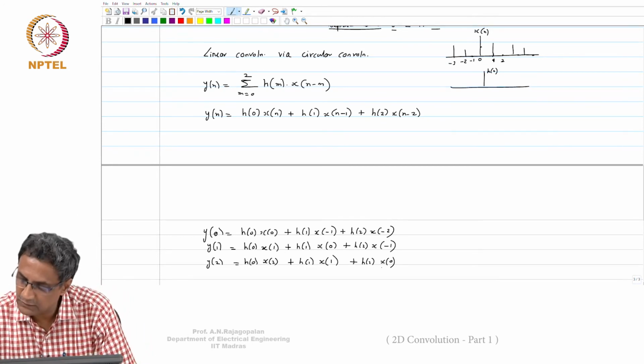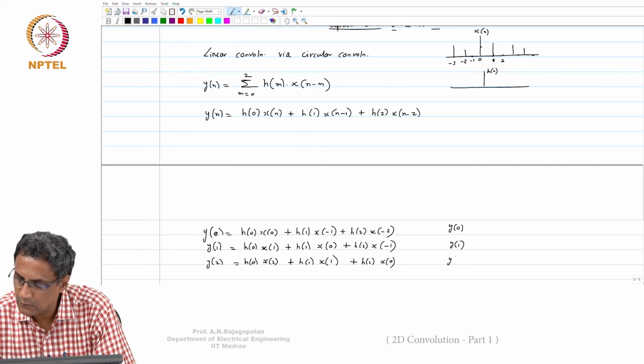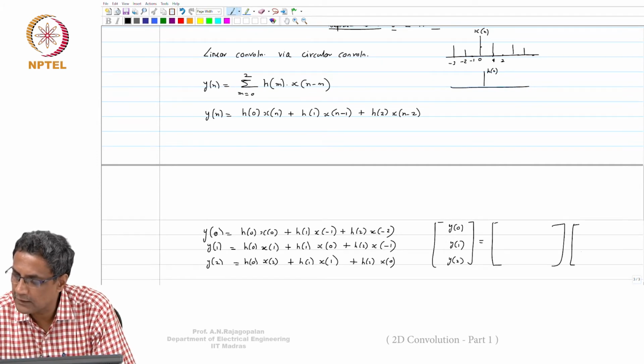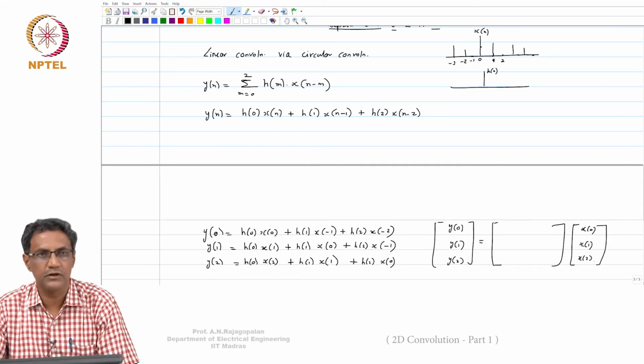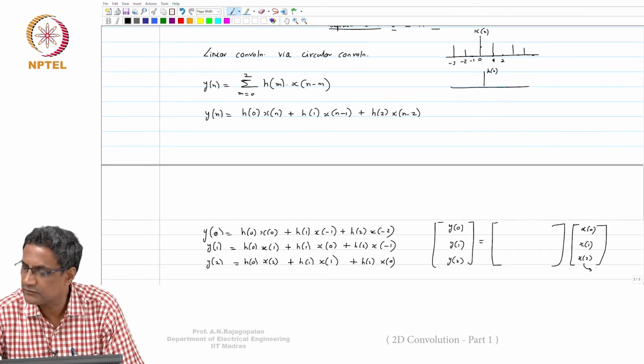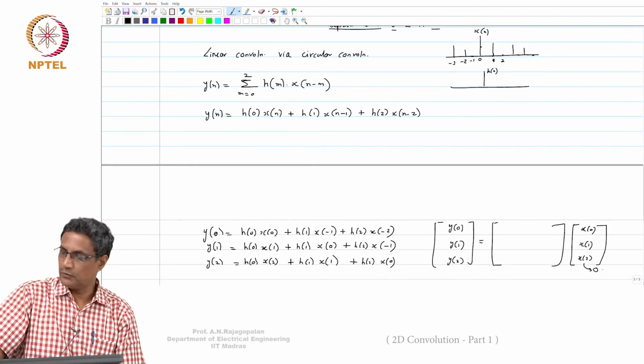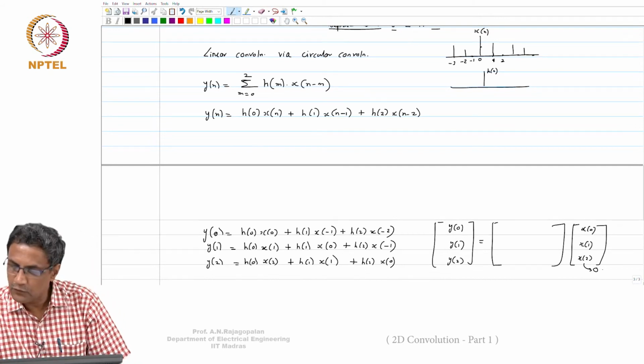And now I am going to write this as y0, y1, y2 is equal to some matrix, but now I am going to write here x0, x1, x2. But then I know that x2 is 0, okay, this I know is 0. This is simply a zero padded input. So what do I do now?